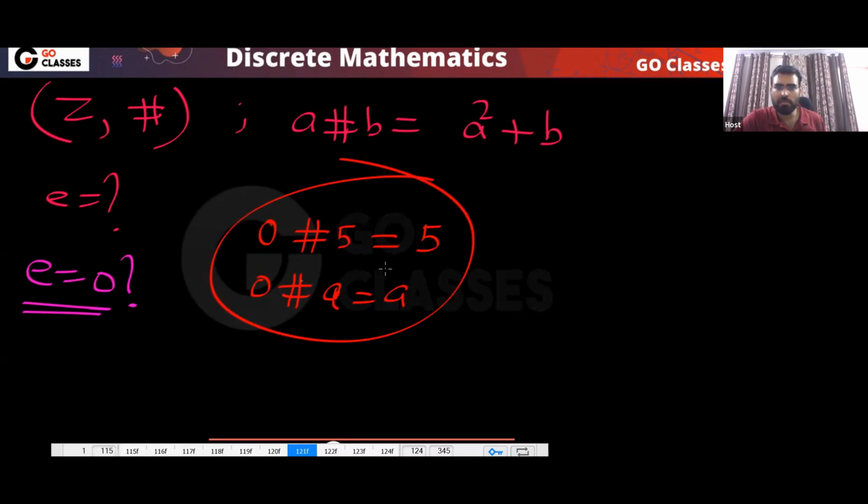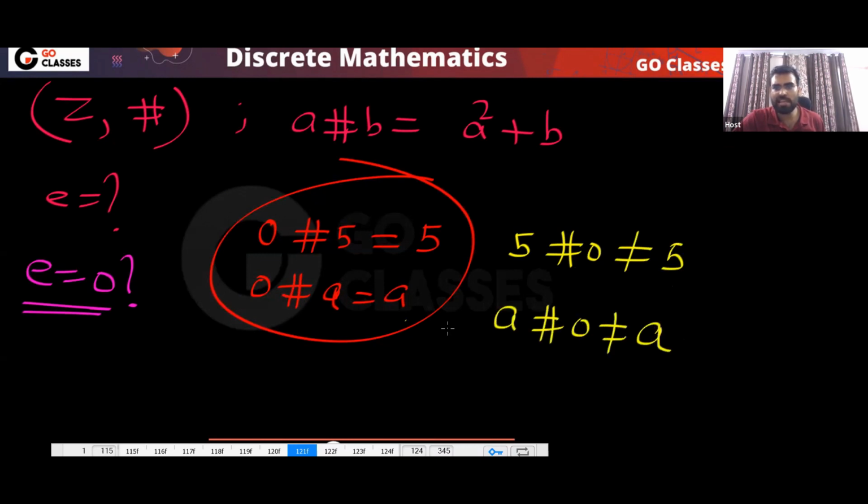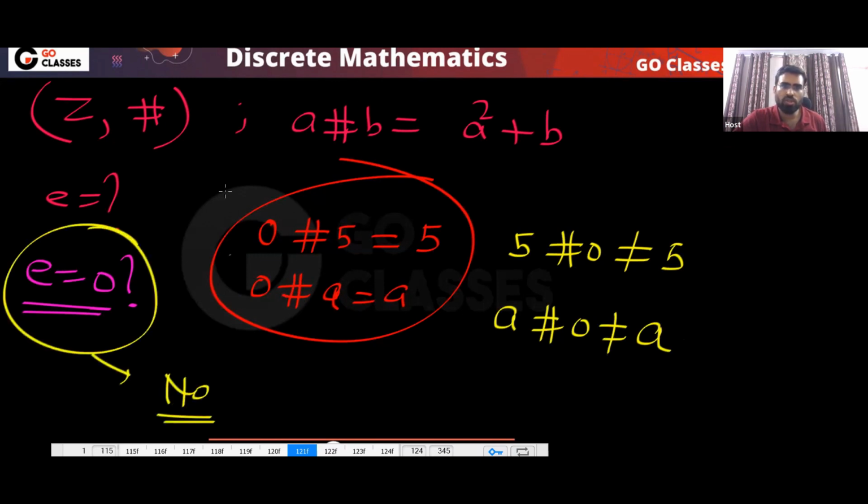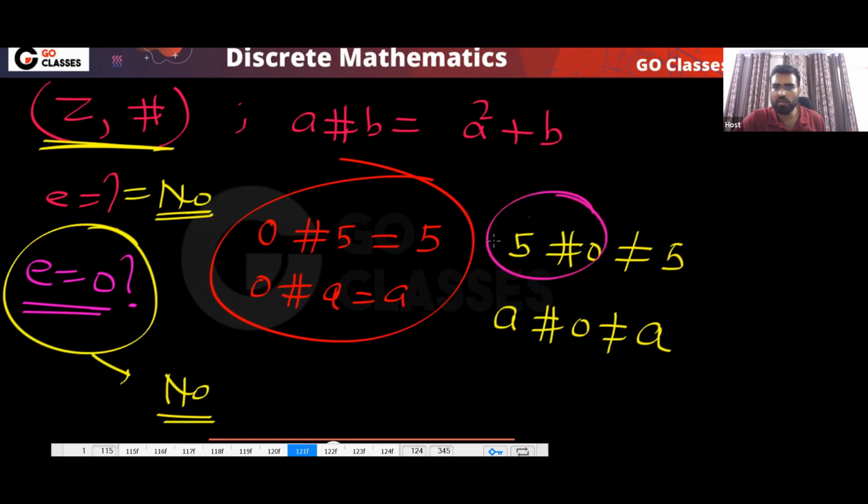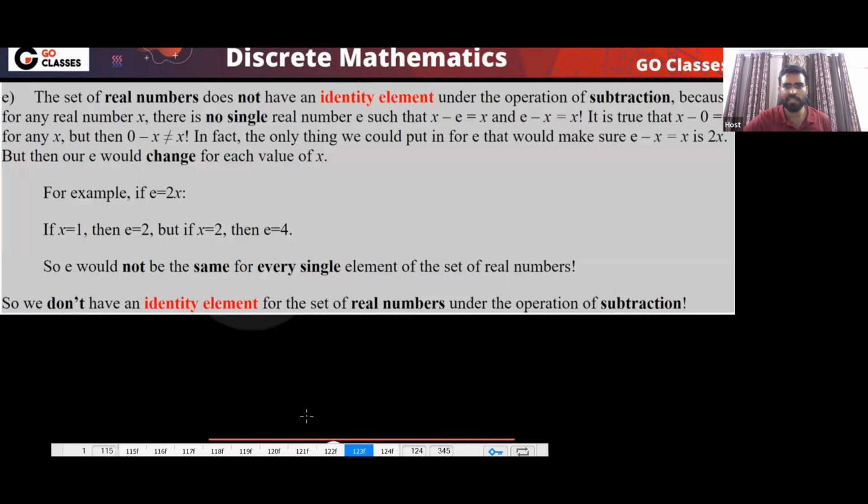But remember, what is 5 has 0? This is not same as 5. What is a has 0? This is not same as a. So this is not identity element. Answer is no. In this structure, there is no identity element. So do not forget about this one. So many students forget about this. 0 has 5 is 5, that is fine. But 5 has 0 is not equal to 5. So there is no identity element here.